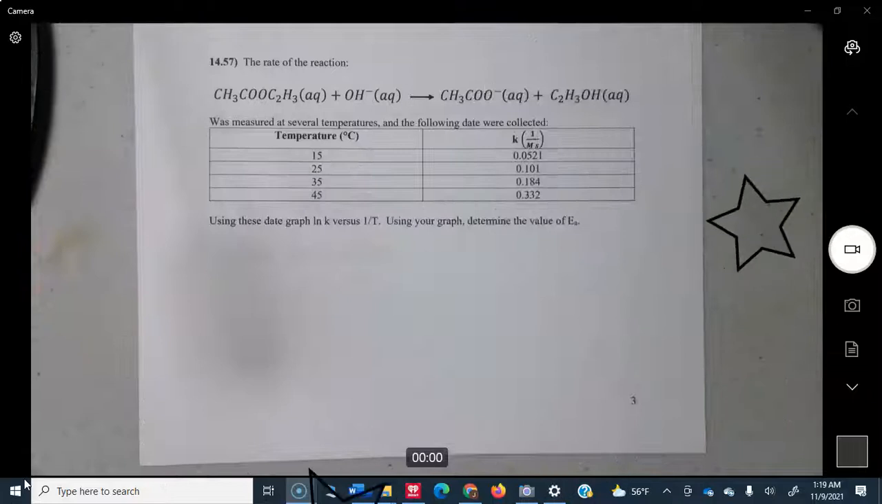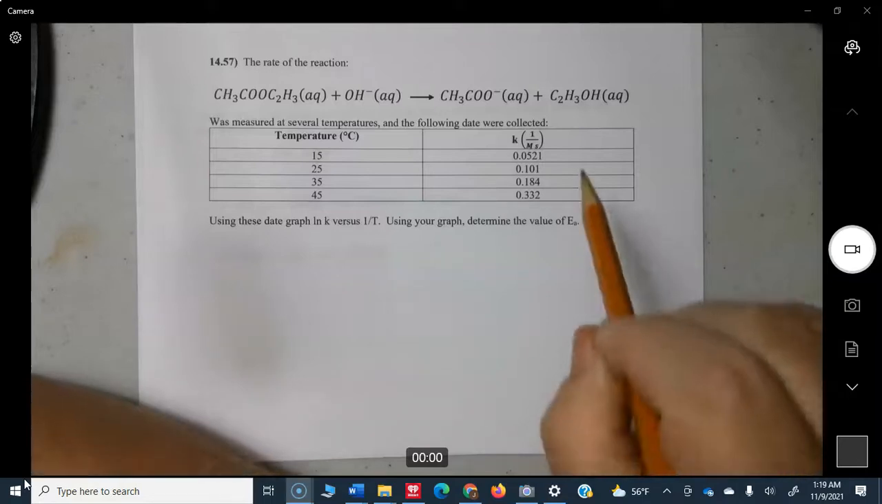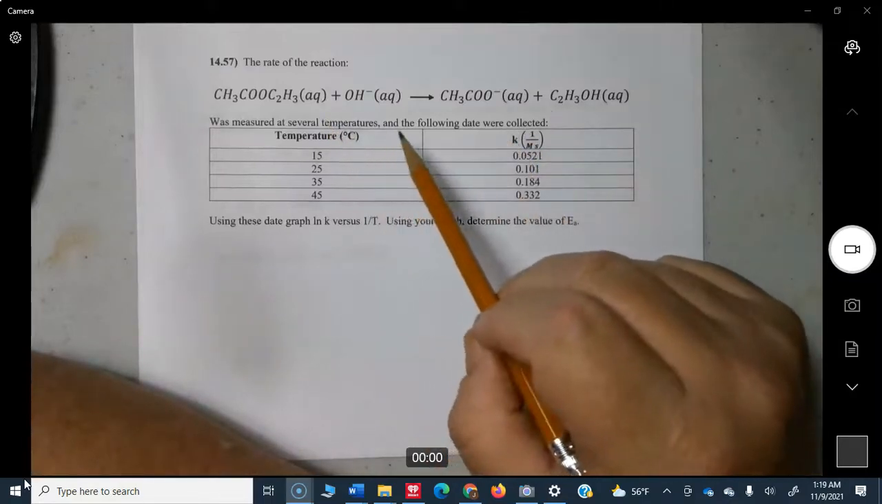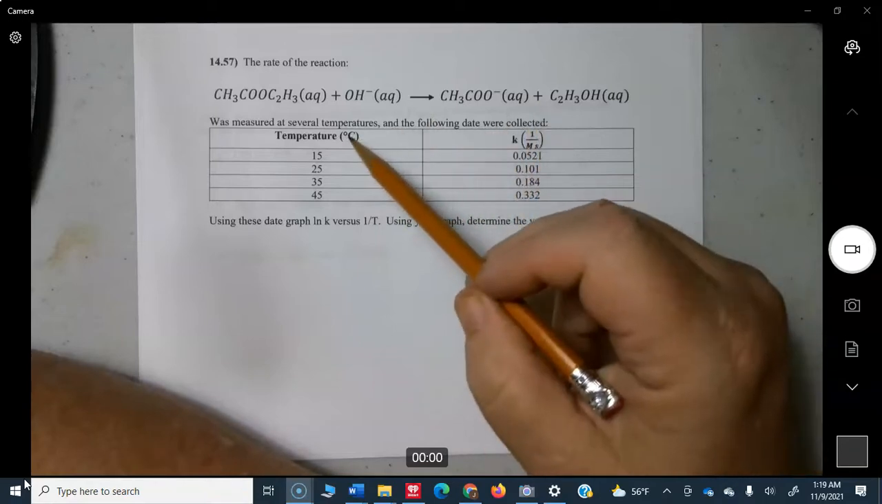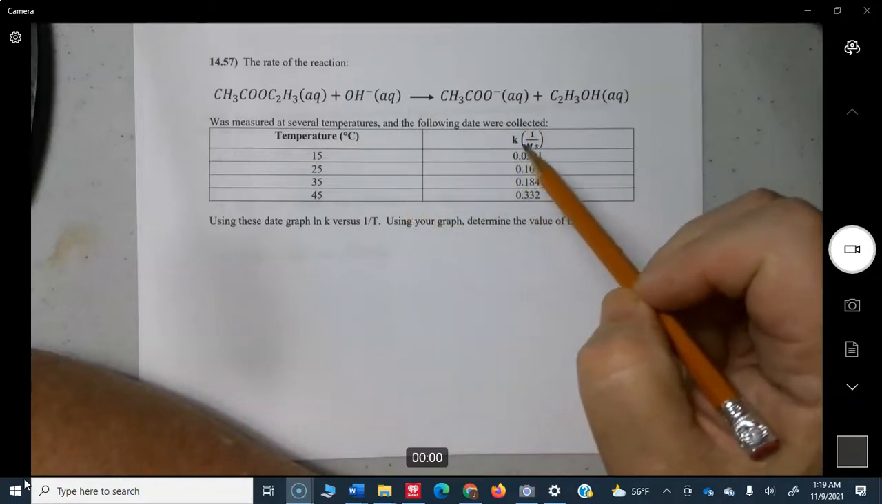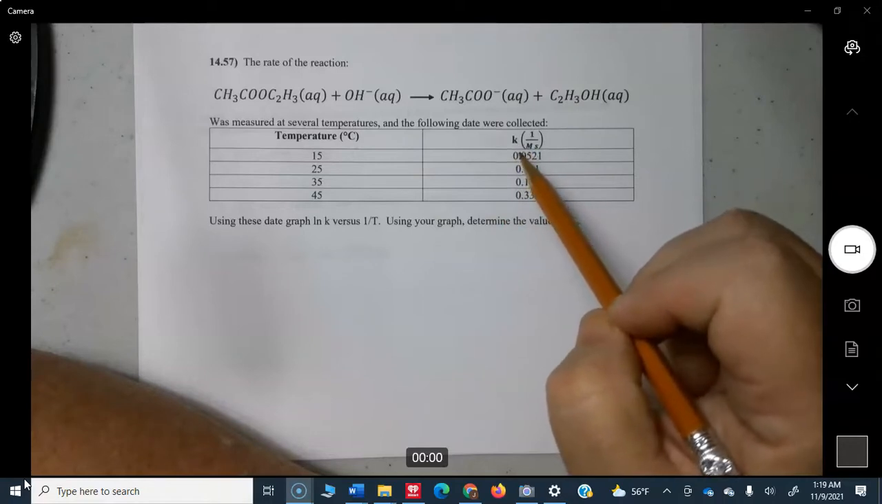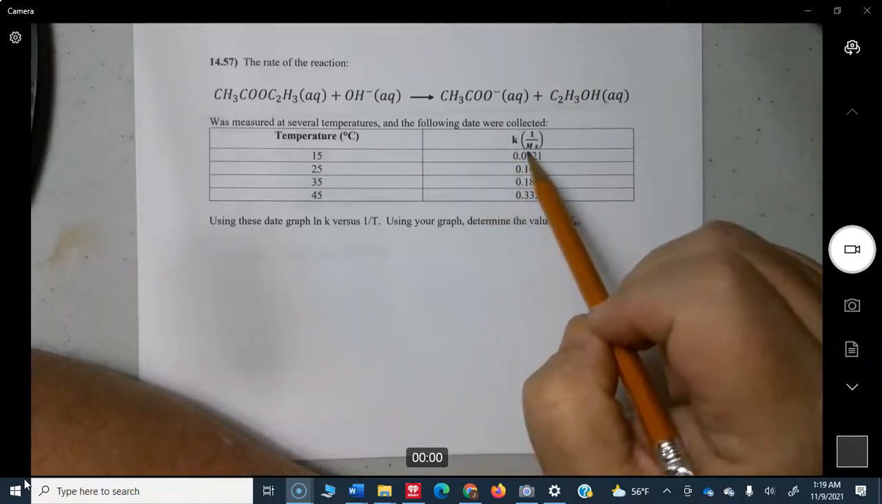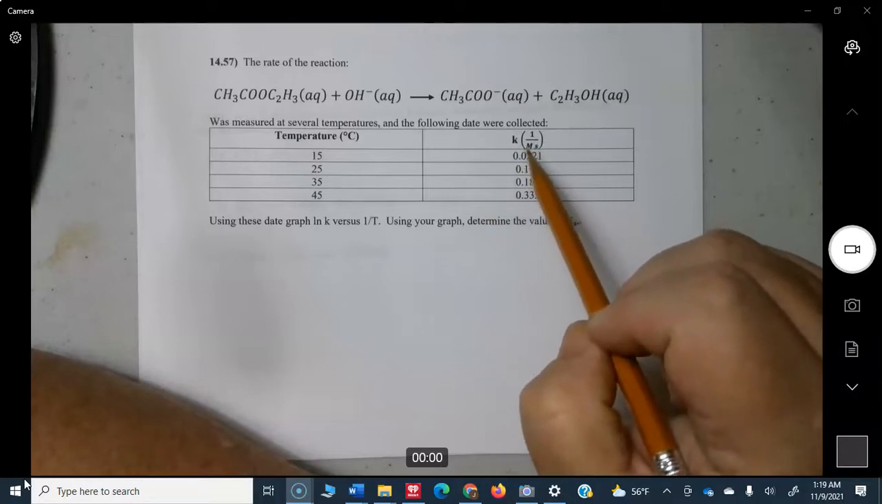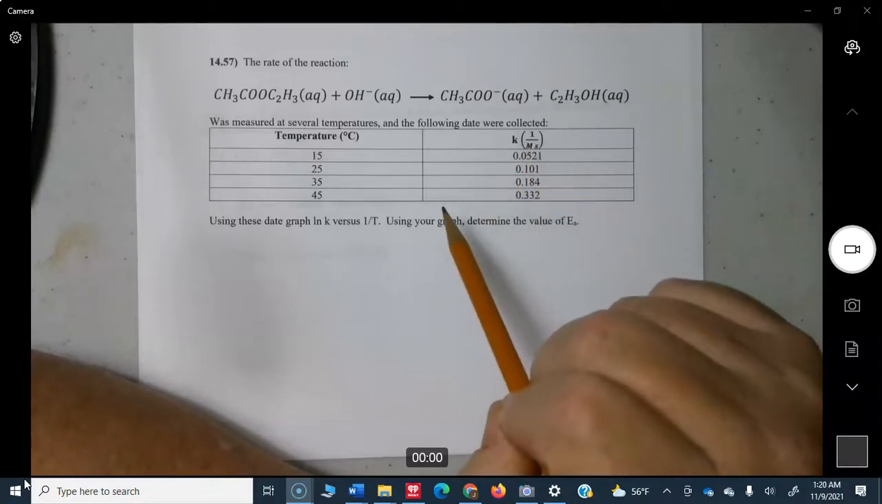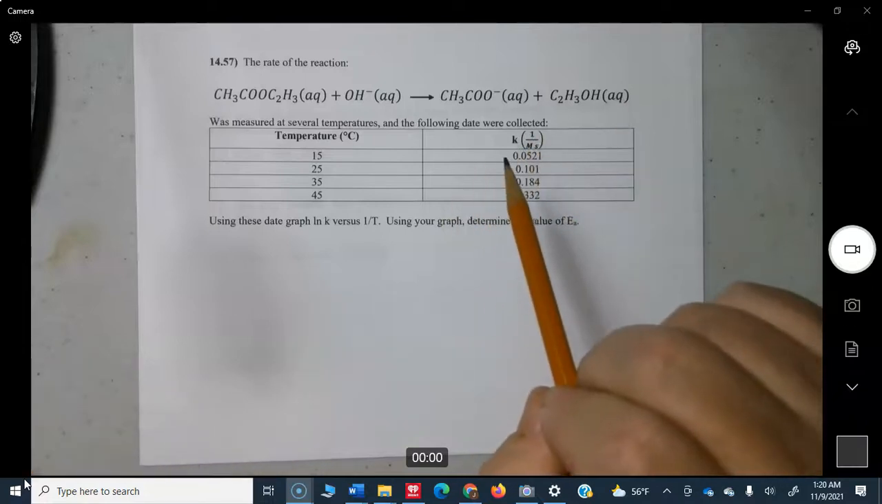Okay, we now move on to problem 1457. This might be the most difficult problem, so you have to refer back to the video. And it's really just the math that makes it difficult. You have to spot what you're trying to do here. So you're given an equation. We measured at several temperatures the following. That should be data collected. So you have temperature in centigrade, and you have a rate constant in 1 over molar seconds, which implies that it's a second order reaction, because those units of measure are unique to second order, but that doesn't really matter in this problem.